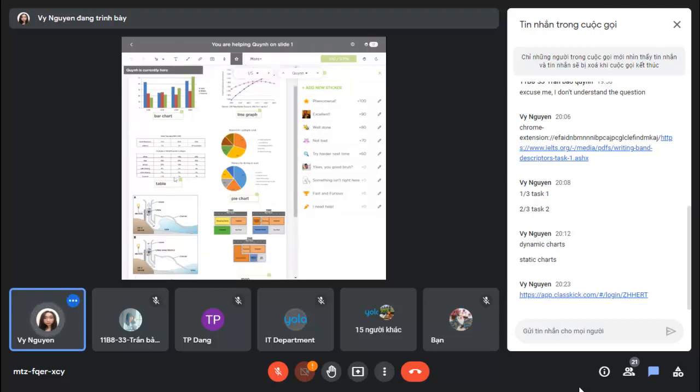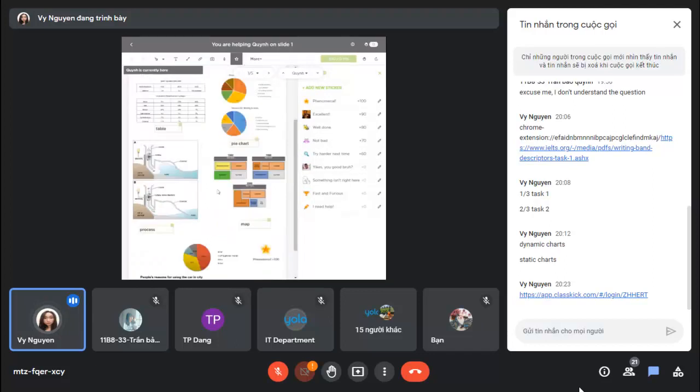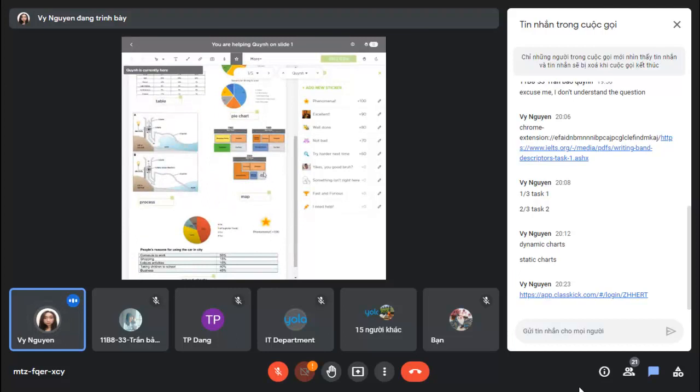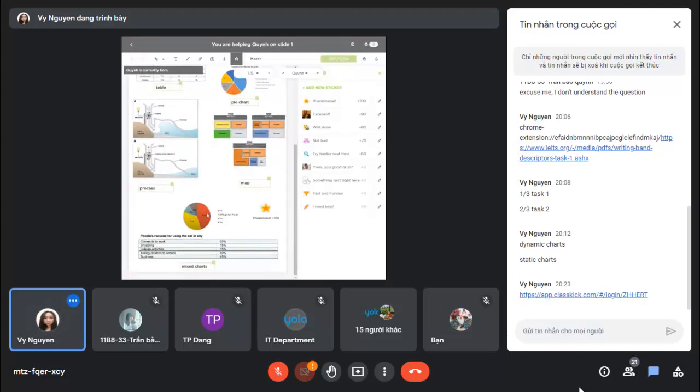This is a pie chart, right? That is a process. Those are maps. And this is a mixed chart or multiple charts, right? It has many of them. We call it multiple or mixed.